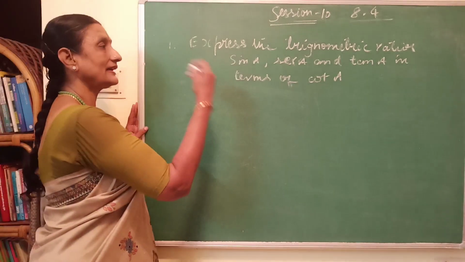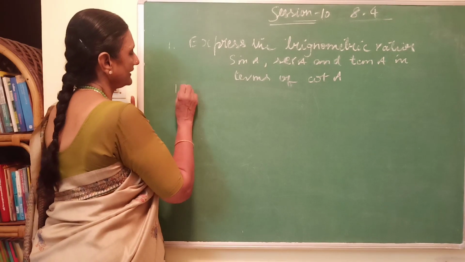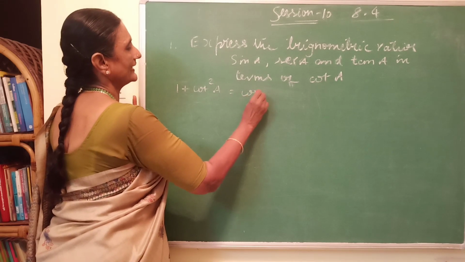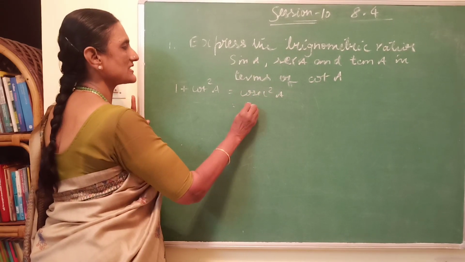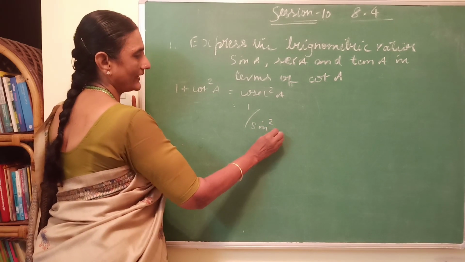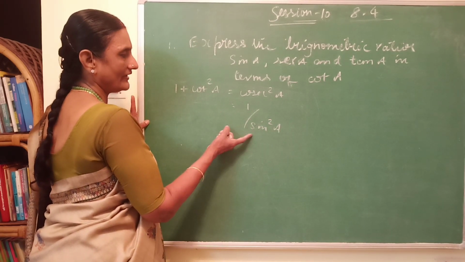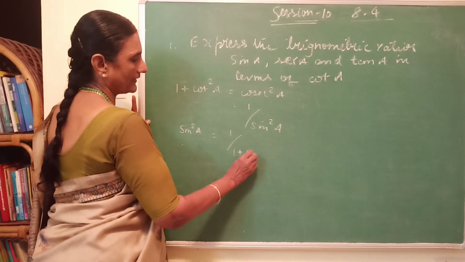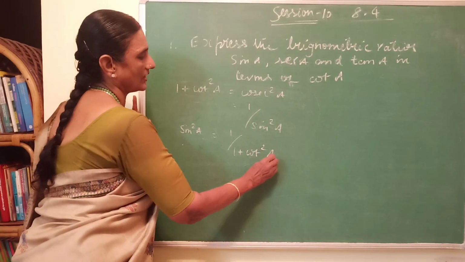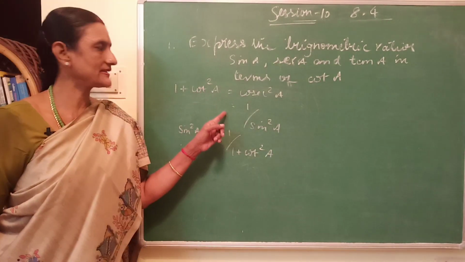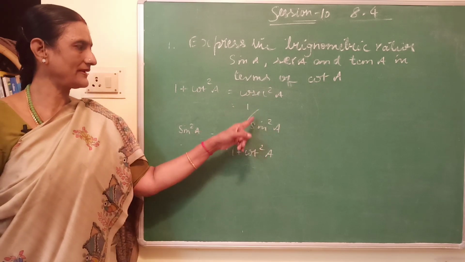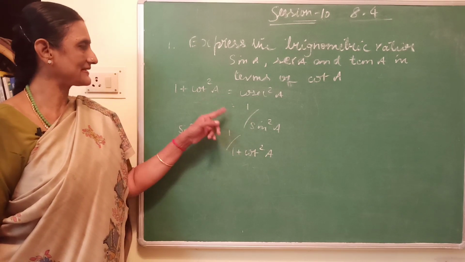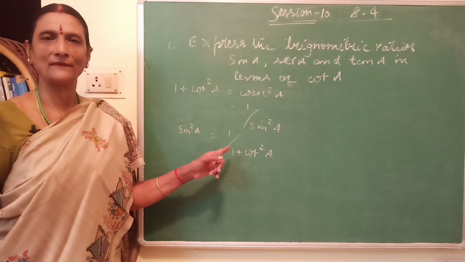Okay. So the third identity what we learned that day, that is 1 plus cot square A is equal to cosecant square A. Now cosecant square A is 1 by sine square A. So from this ratio, we can get the sine square A is equal to 1 divided by 1 plus cot square A. Okay, have you understood this step? Cosecant is 1 by sine. So 1 by sine square A is equal to 1 plus cot square A, which means when we reciprocate, we will get sine square A is equal to 1 divided by 1 plus cot square A.